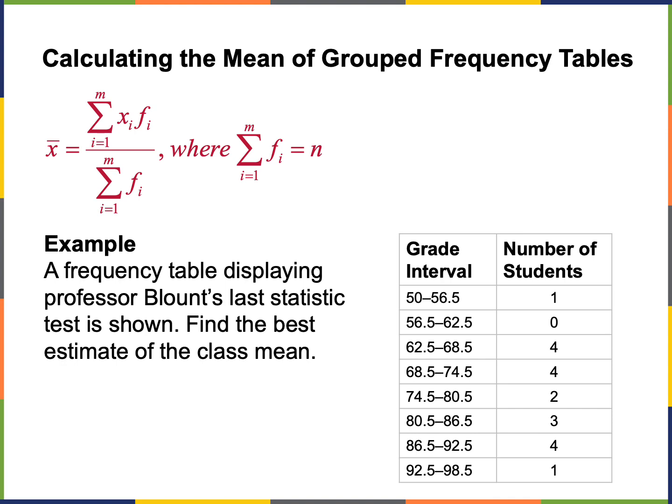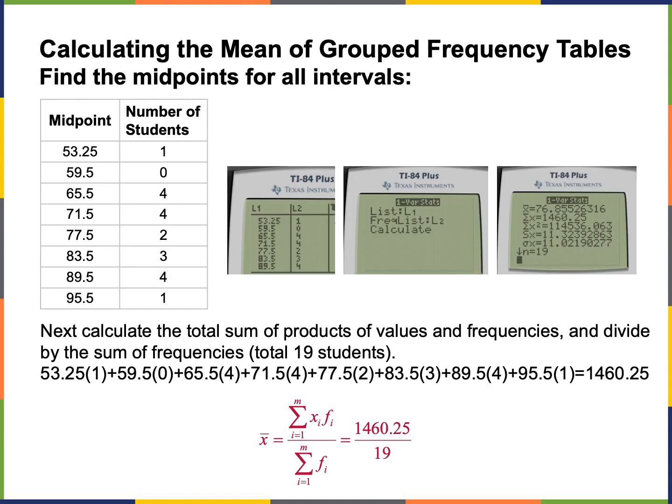You do the same thing with L1 and L2, except for L1, you need to find the midpoint of each of these intervals. Remember, the midpoint is you add the endpoints and divide by 2, or basically you find the average, and that's your center. So you plug that in, L1, L2, and that'll give you the mean here.